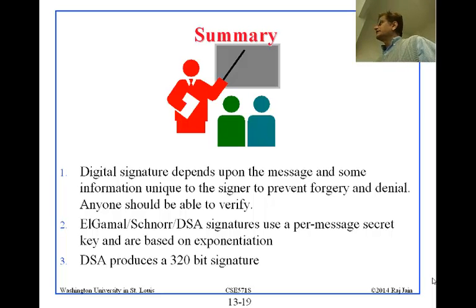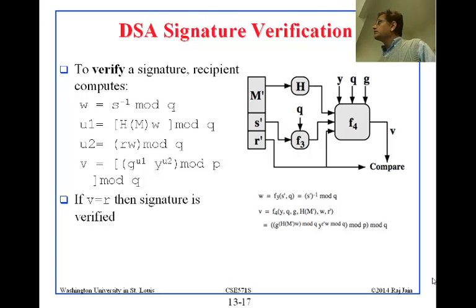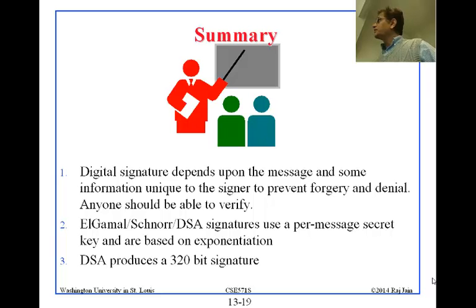Okay, so 3 things. Digital signature depends upon the message and some information unique to the signer to prevent forgery. That information is the private key of the signer, and actually the random number K that was selected, to prevent forgery and denial. Anyone should be able to verify it. ElGamal, Schnorr, and DSS signatures use a per message secret key, and they are based upon exponentiation. Actually, everything is based upon exponentiation. Even RSA is based upon exponentiation.